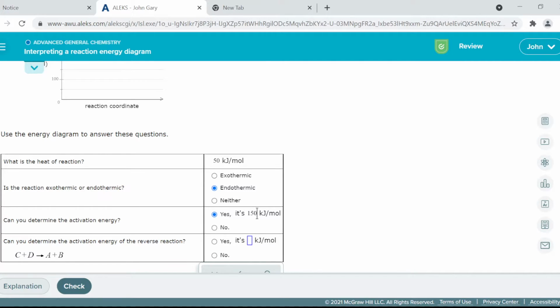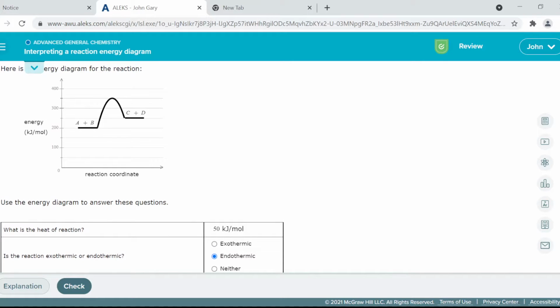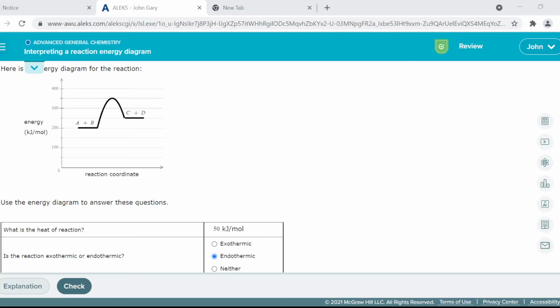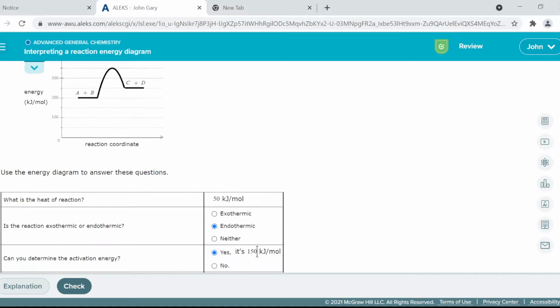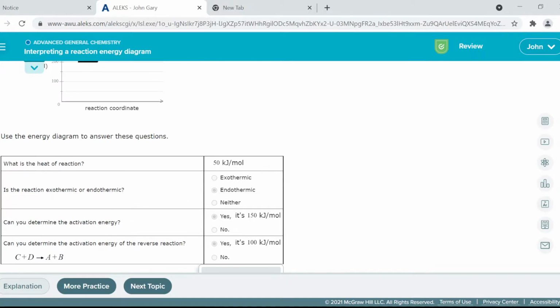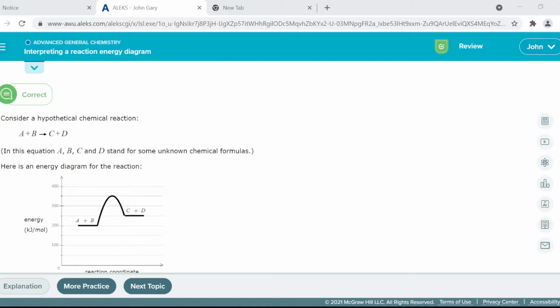Now, can I determine the activation energy of the reverse reaction? Well, yes, I can. The activation energy going the other way is the difference between this line and the top of my hill again. So this amount is the activation energy for the reverse reaction. So the difference between 250 and 350 would be 100. Yes, I can. It is 100. Okay. Check. And that's correct.